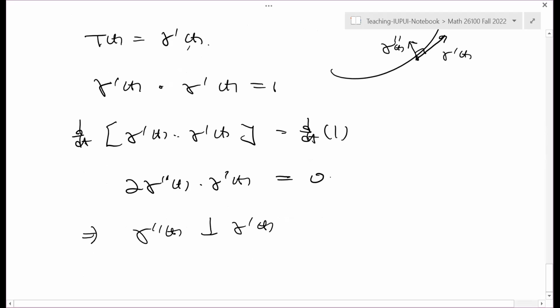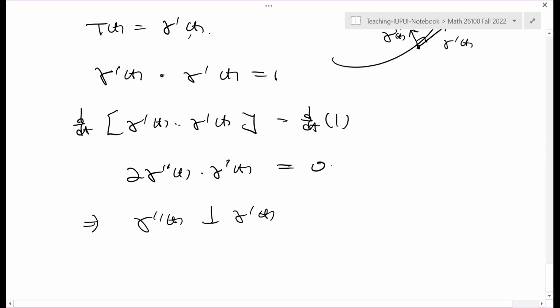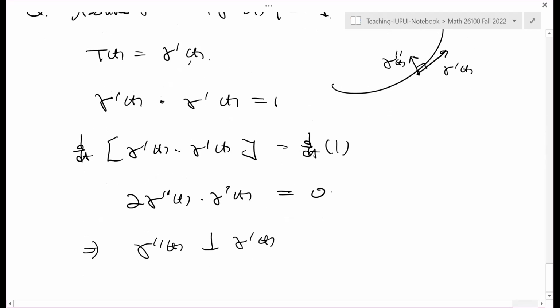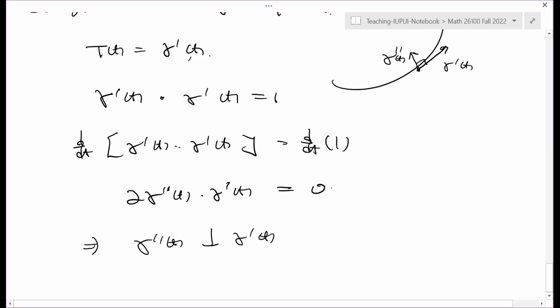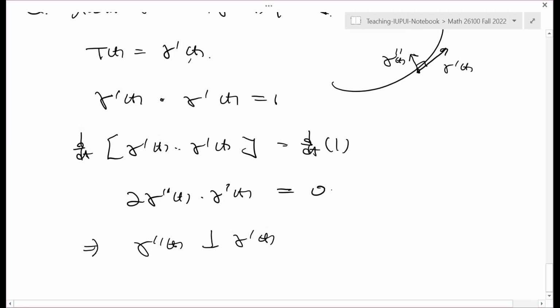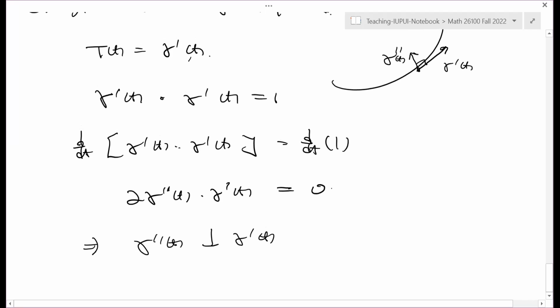We're going to talk about this later. So this is the second derivative. The length and direction of the second derivative give you some information about the curve. If it's a strict line, no bending.